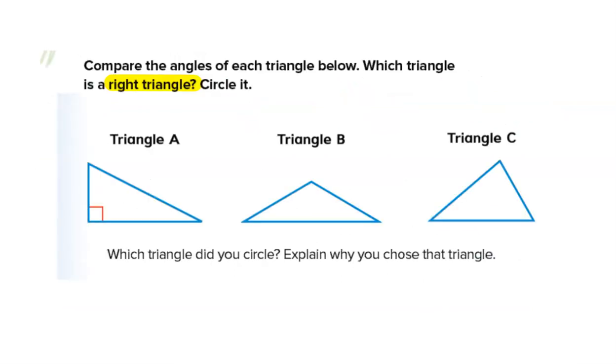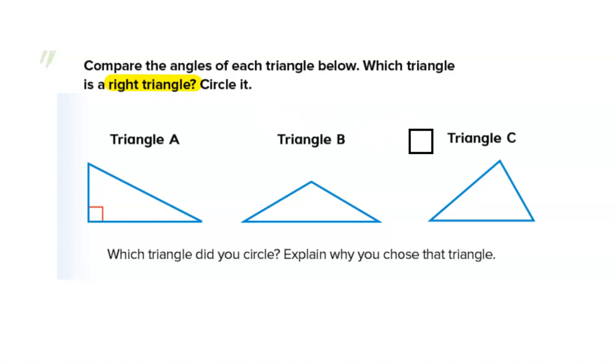Compare the angles of each triangle below. Which triangle is a right triangle? So which one of these triangles has an angle where you can fit a perfect square into it? Well, I noticed that triangle A, you can fit a perfect square into. And it doesn't look like you can fit a square into any of these other angles, right? Triangle C looks a little bit close. Let's test it out.